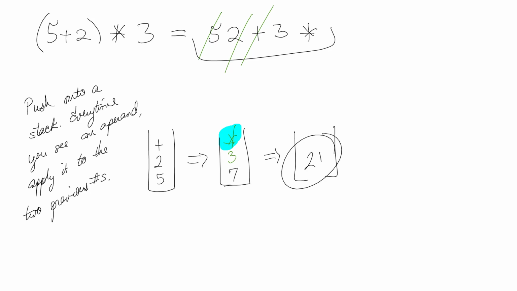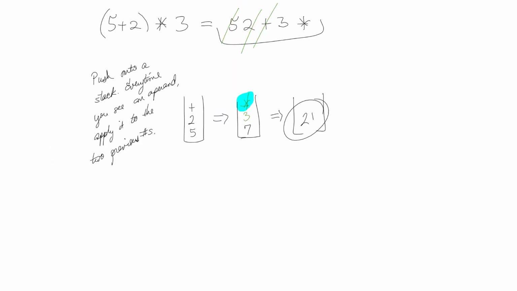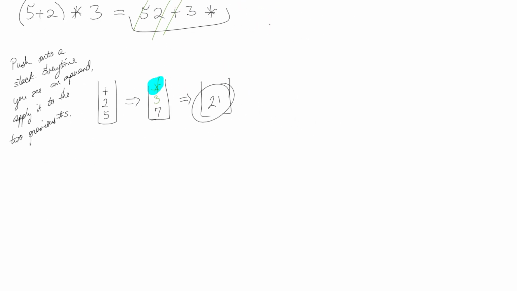Okay. Let's do it in a slightly different order then. Let's say that we had 3 times 5 plus 2. It's the same problem, but it looks slightly different. In RPN, it would be 3, 5, 2 plus times. I just absolutely love RPN.